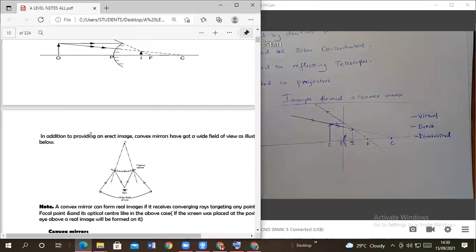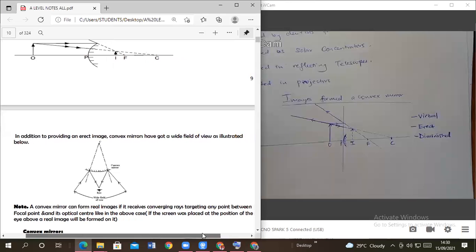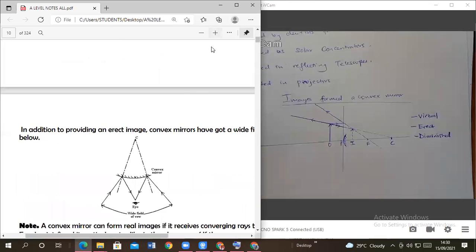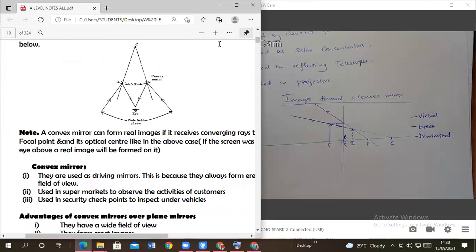They are saying that in addition to providing an erect image, convex mirrors have a wide field of view, as illustrated below. We can see that here. This is the reason why convex mirrors are used as driving mirrors, or side mirrors. What is a driving mirror and a side mirror?